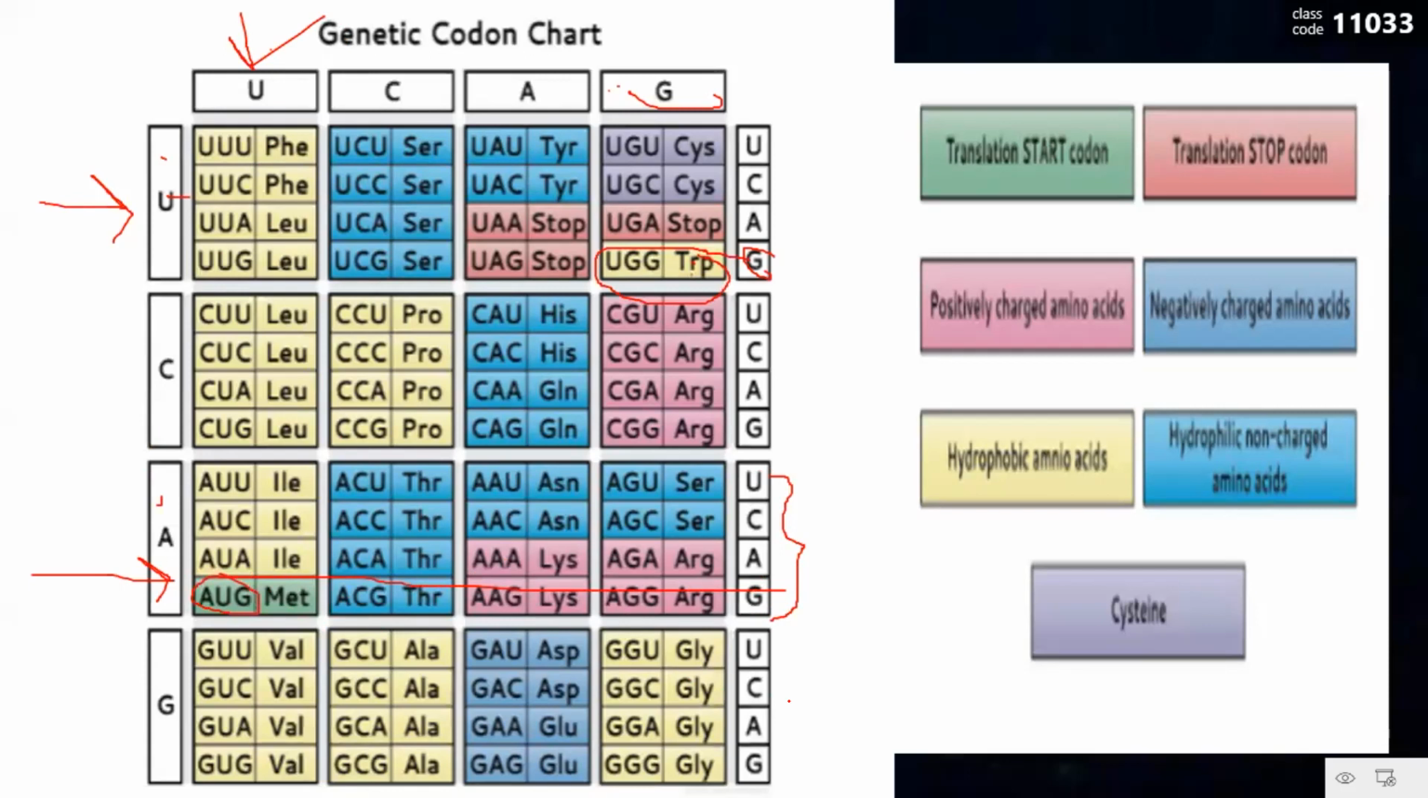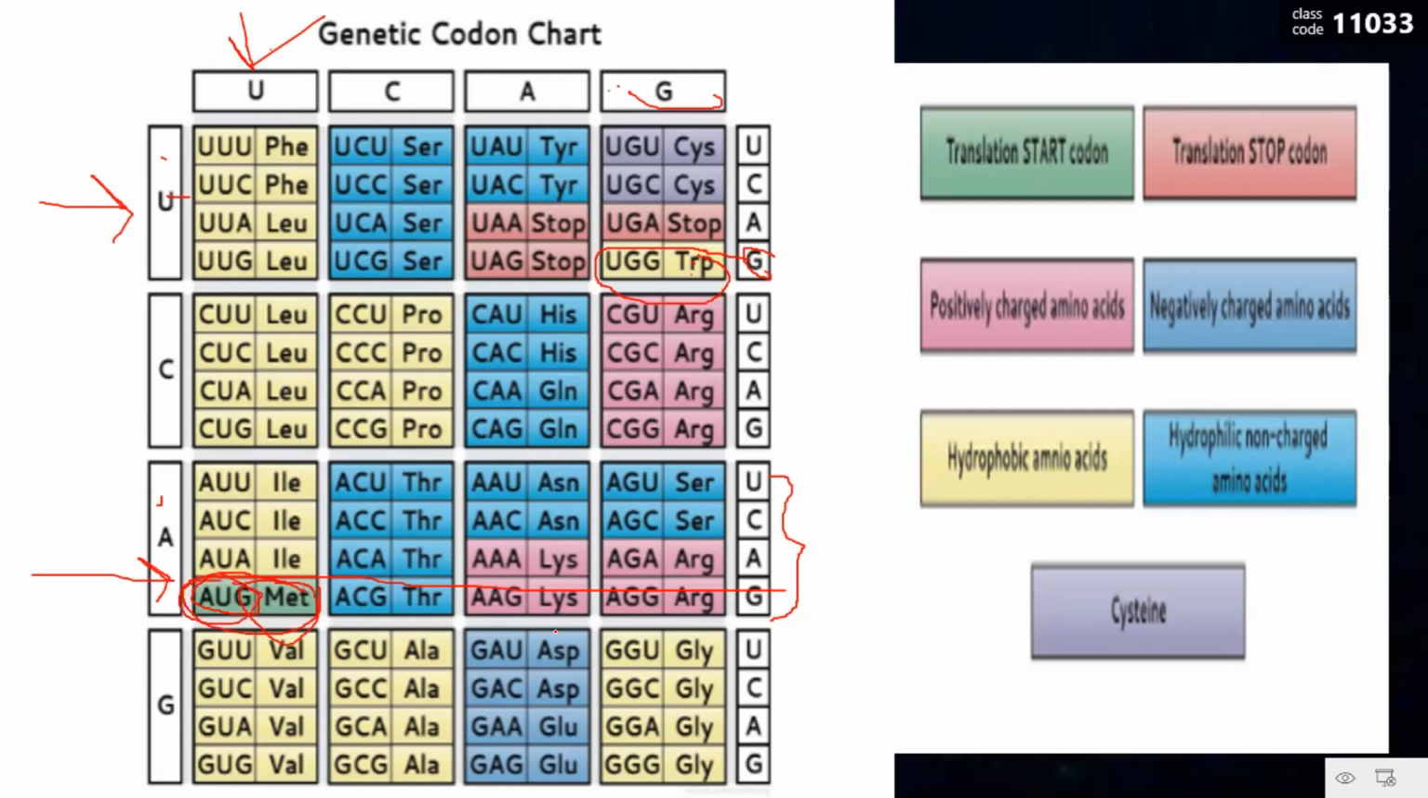Okay? So ano pa ang tandaan ninyo? Lagi niyong tatandaan that methionine is the starting codon. Okay, this is the starting codon. Methionine or AUG. Okay? Methionine is the starting amino acid and AUG is its starting codon.